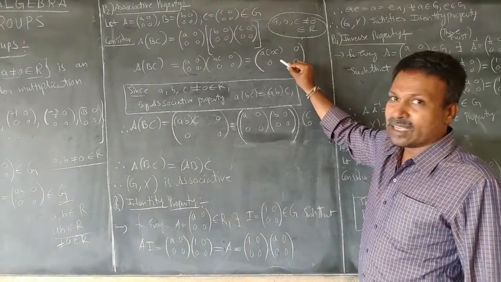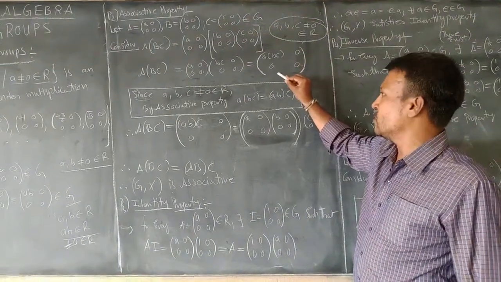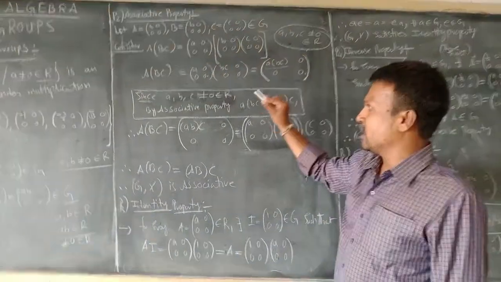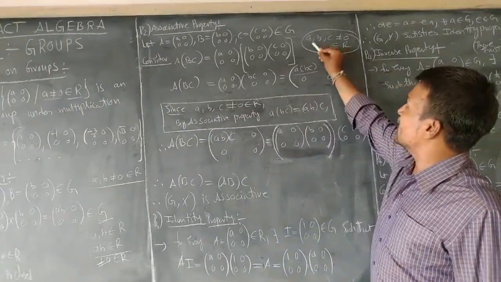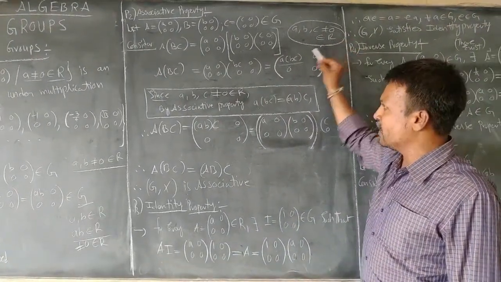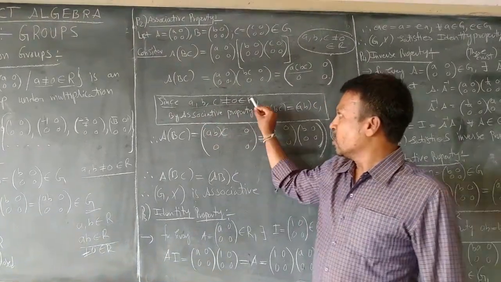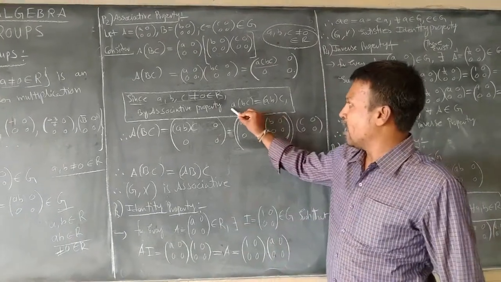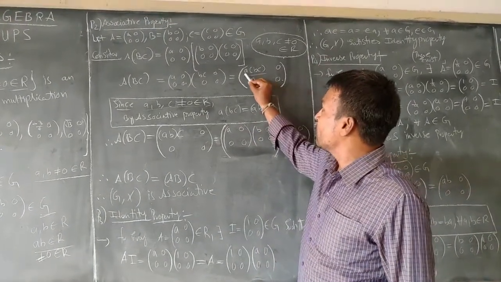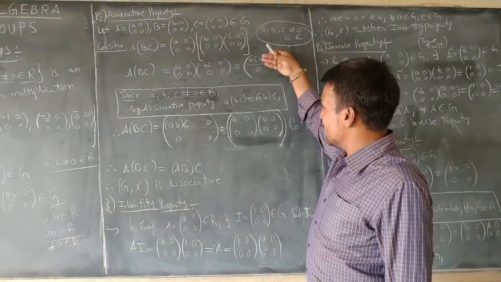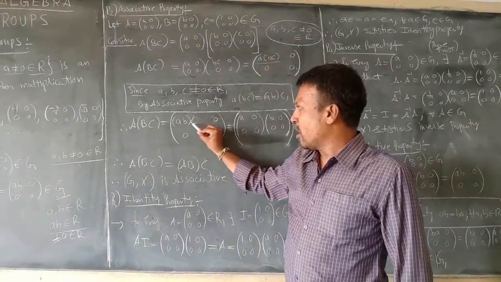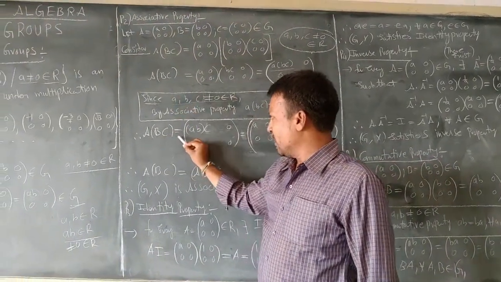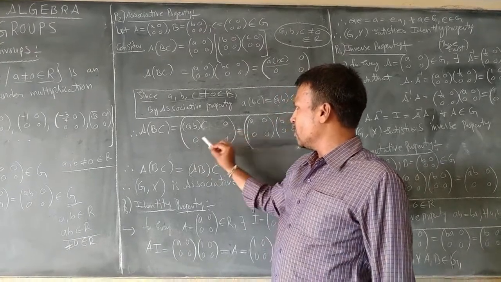So here I will take a slight diversion by stating the property of this element a(bc). Since I have already written here that a, b, c are non-zero elements of the real number set, the set of real numbers will satisfy the associative property with respect to multiplication. Therefore, a(bc) will be equal to (ab)c. So instead of this a(bc) in this matrix, in the next step it will be replaced by (ab)c. Therefore, capital A of capital BC will be equal to [(ab)c 0; 0 0].